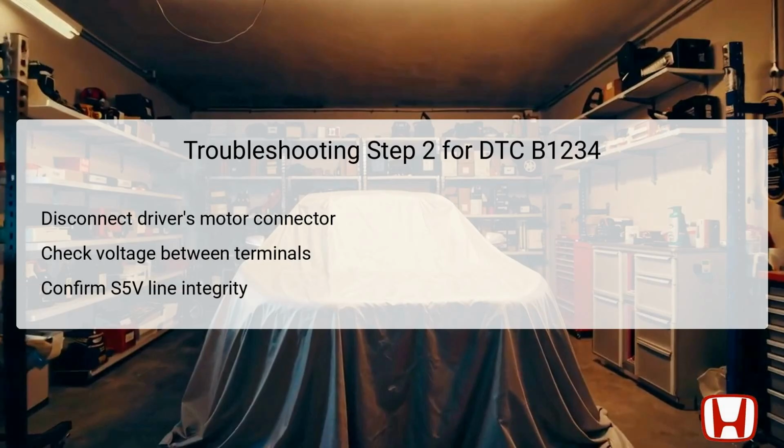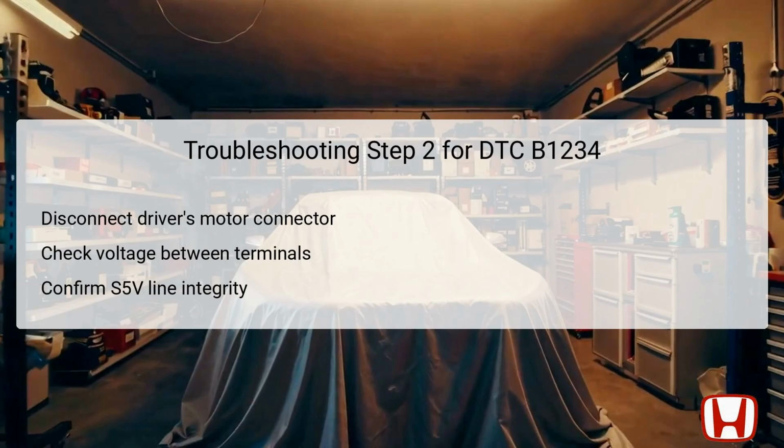Then, with the vehicle in the on mode, the technician will measure the voltage between specified test points, particularly focusing on the terminals of the disconnected 5P connector. The goal is to verify whether there is approximately 5 volts present, indicating that the S5V wire is functional. If the voltage is present, it confirms that the S5V wire is not the issue, allowing the technician to proceed to additional diagnostic steps.